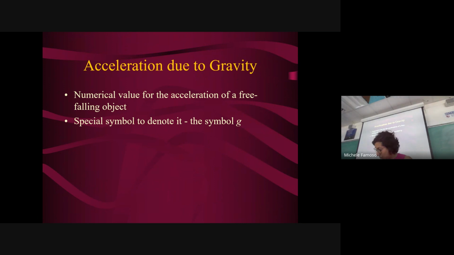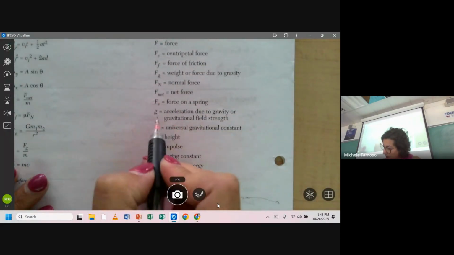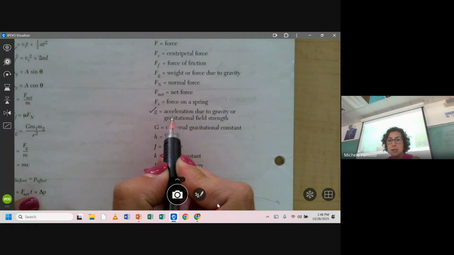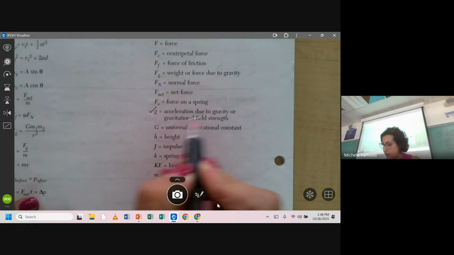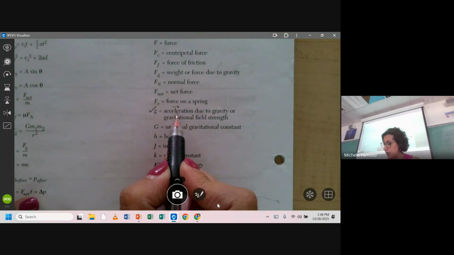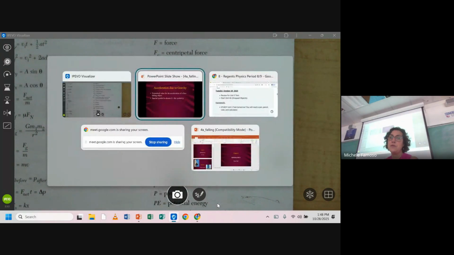Now, what I'd like you to do is turn to page 6 of your reference table. And on page 6 of your reference table, in the right-hand column, you will see that little g right here. Go ahead and check that off. You see what it defines it as? The acceleration due to gravity. Since it's an acceleration, it's a vector. So I'm putting my little arrow over the top of that to remind me that it is a vector. Acceleration due to gravity. It's also called the gravitational field strength, but we're not going to refer to it that way yet.